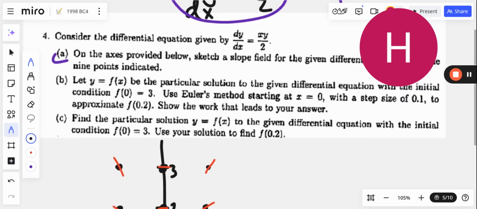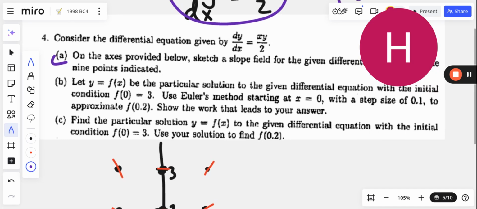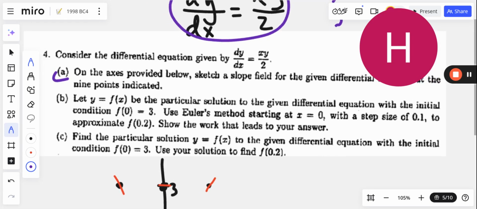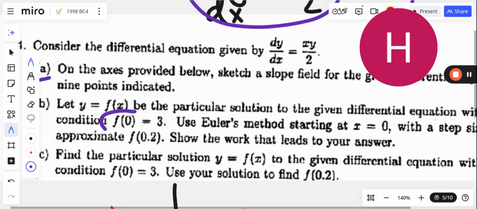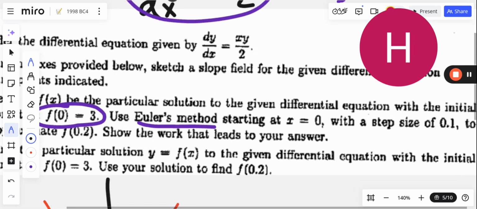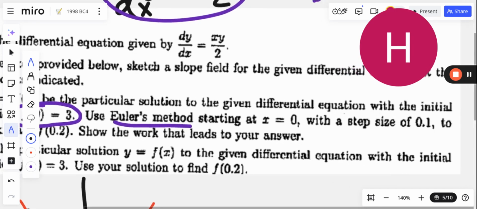Part B says let f of x be the particular solution to the differential equation. So we need an initial condition. There we have it, f of 0 equals 3. We have to use Euler's method. This is a very specific method of using the tangent line, but then kind of adjusting your tangent line approximation as we go.